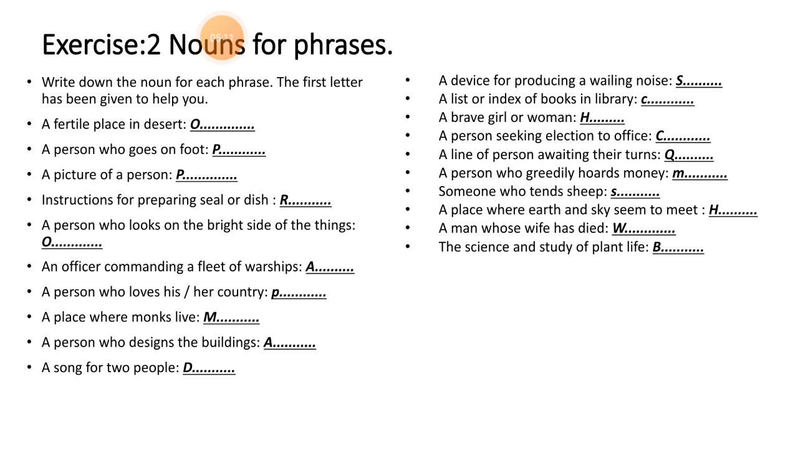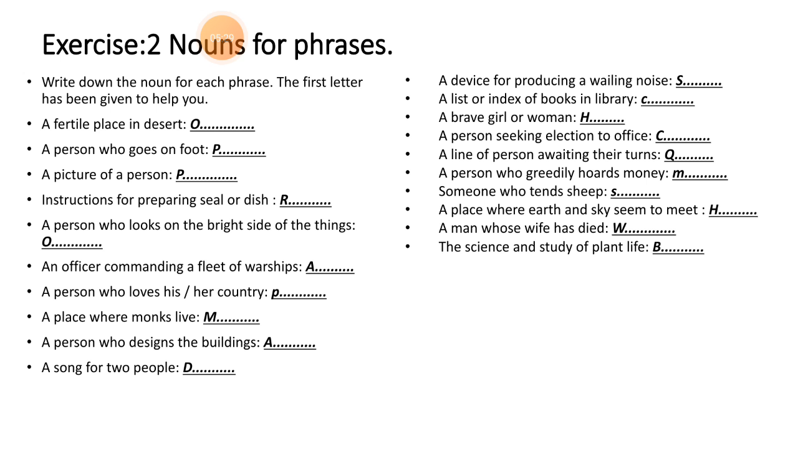And then a person who looks on the bright side of the things is called. And then an officer commanding a fleet of warships. A person who loves his country. A place where monks live is a monastery. So in case you don't know, because this is a hard one, so I'll tell you, it's a place where monks live, it's a monastery.